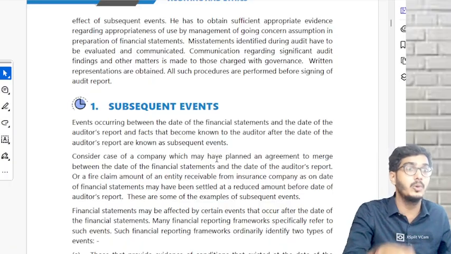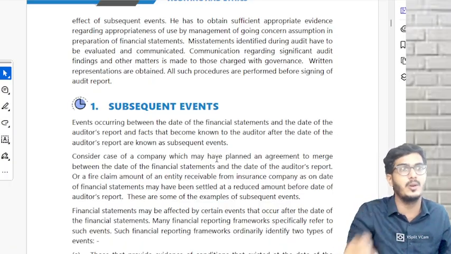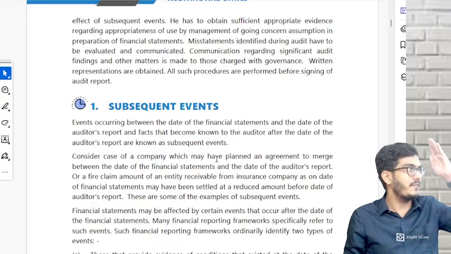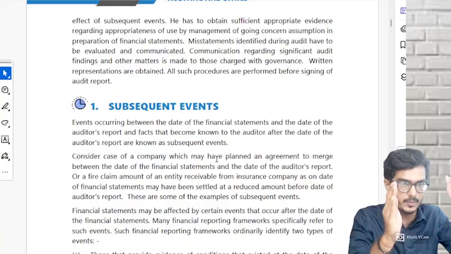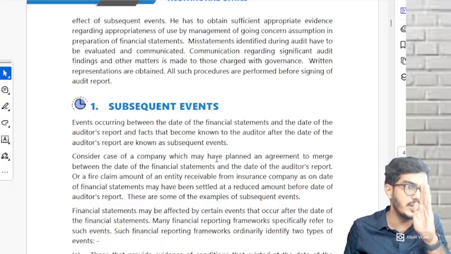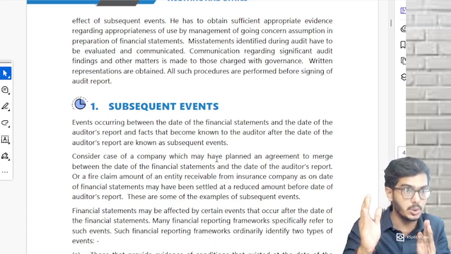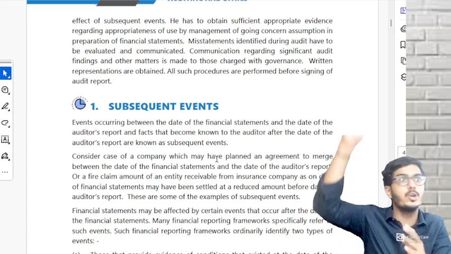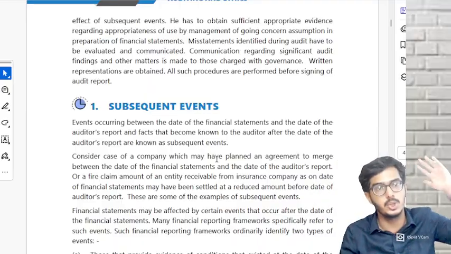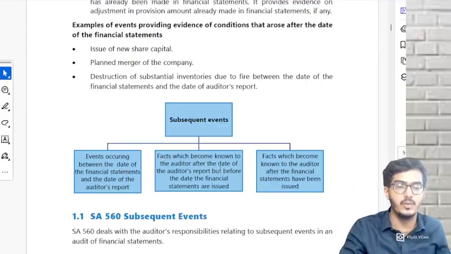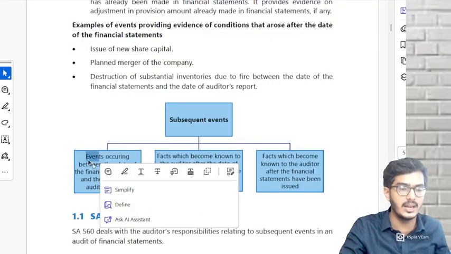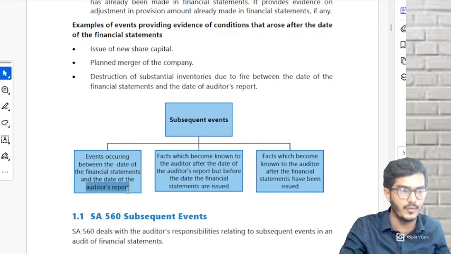But not just one, we are going to talk about 3 subsequent events in this particular standard. From the date of FS till the date of the auditor's report, one subsequent event. From the date of the auditor's report till the date the financial statements are issued, the second. Third is post financial statements are issued. These 3 periods are written over here. Events occurring between the date of balance sheet and the date of the auditor's report.